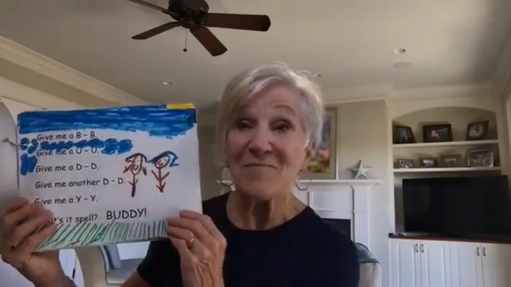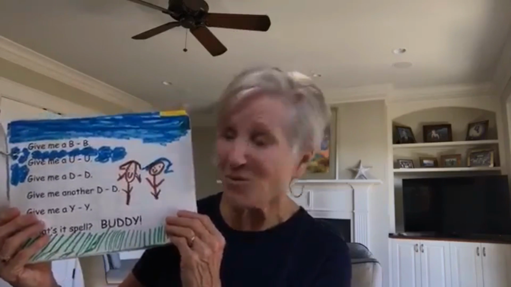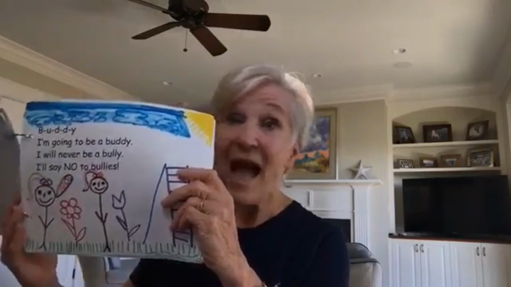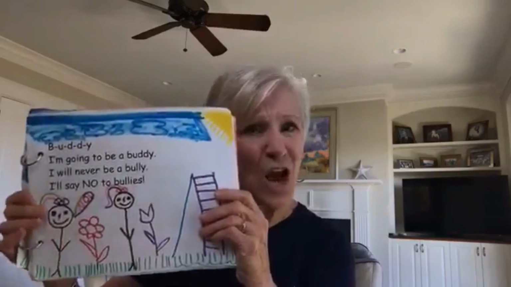So this one, give me a B, B, give me a U, U, give me a D, D. What's it spell? Buddy. B-U-D-D-Y. I'm going to be a buddy. I will never be a bully. I'll say no to bullies.